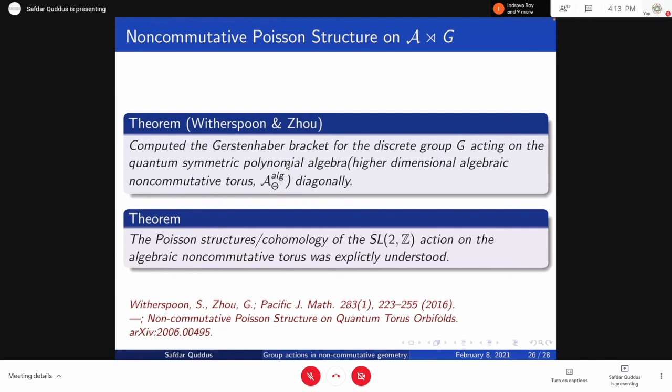Their group action was diagonal, so that's by U_i, or whatever the generator, going to some scalar times U_i. So they computed it. What I have done in one of these small articles is trying to understand this Poisson structure or cohomology by this SL2Z action, which is not diagonal, obviously, on the algebraic non-commutative torus, which is the same as quantum symmetric polynomial in two variables.